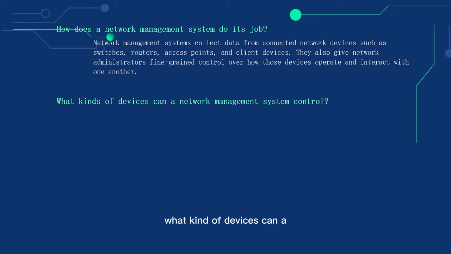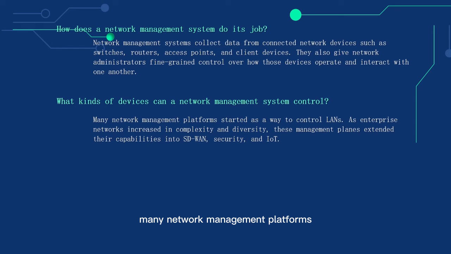What kind of devices can a network management system control? Many network management platforms started as a way to control LANs. As enterprise networks increased in complexity and diversity, these management platforms extended their capabilities into SD-WAN, security, and IoT. The most effective platforms combine devices or sensors that can make a single view of network traffic that IT teams find easy, not only for monitoring but also to protect and remediate performance issues.